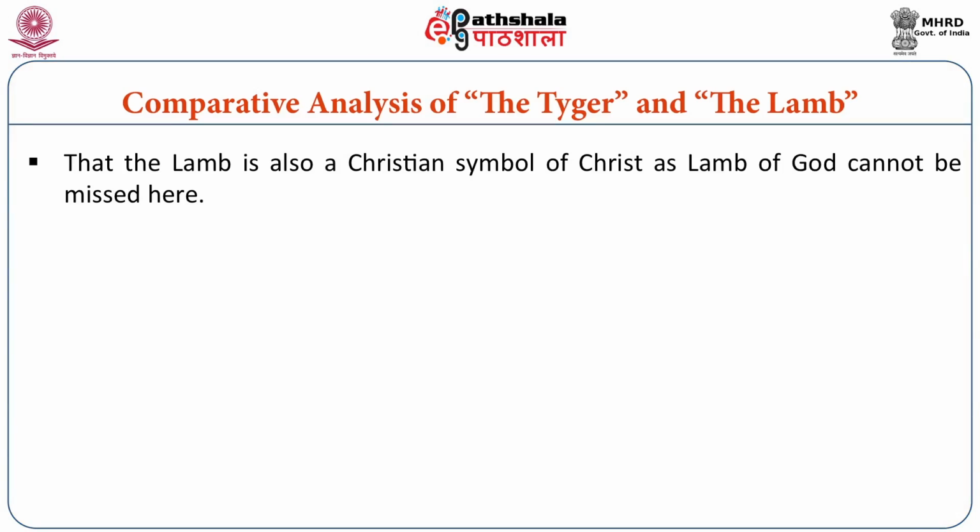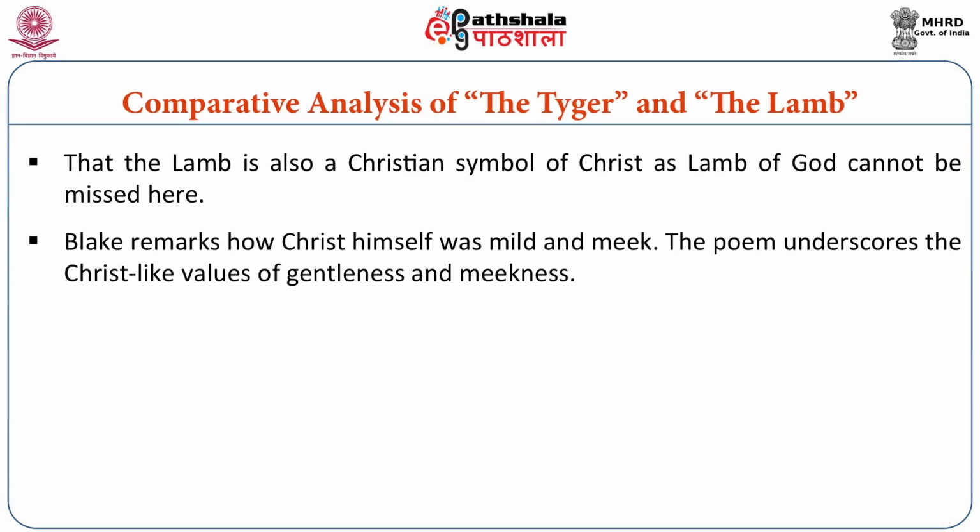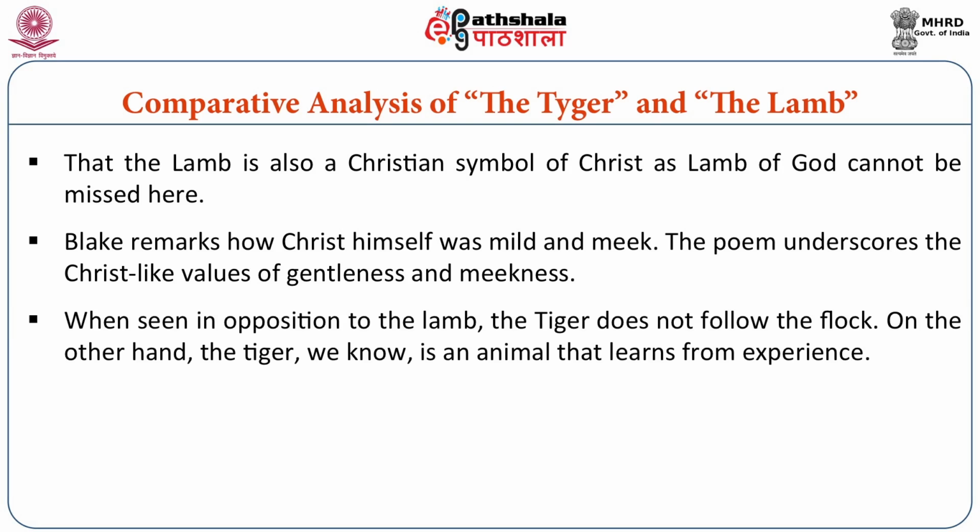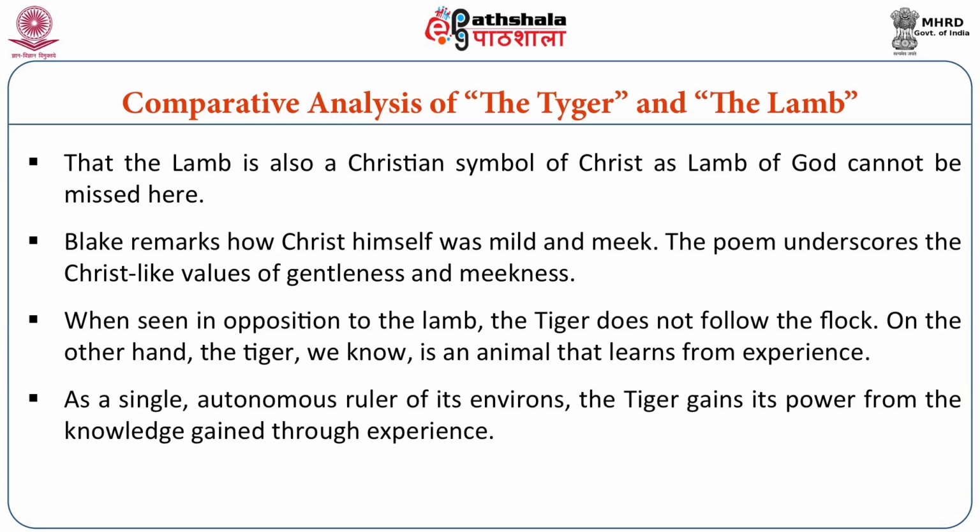That the lamb is also a Christian symbol of Christ as Lamb of God cannot be missed here. Blake remarks how Christ himself was mild and meek. The poem underscores the Christ-like values of gentleness and meekness. When seen in opposition to the lamb, the tiger does not follow the flock. On the other hand, the tiger, we know, is an animal that learns from experience. As a single, autonomous ruler of its environs, the tiger gains its power from the knowledge gained through experience.